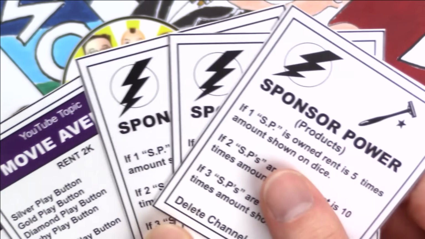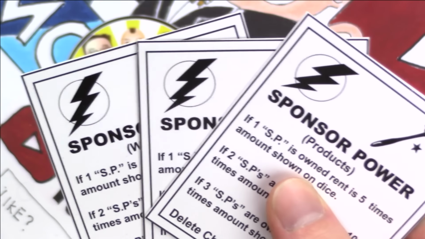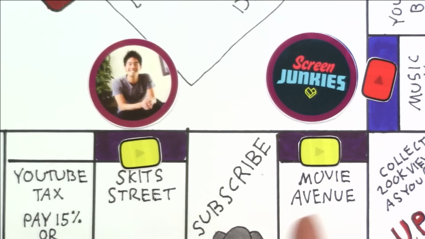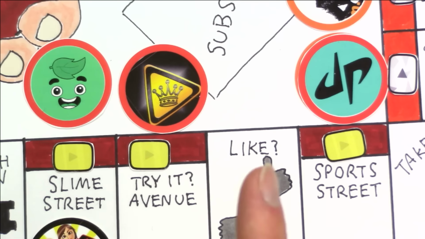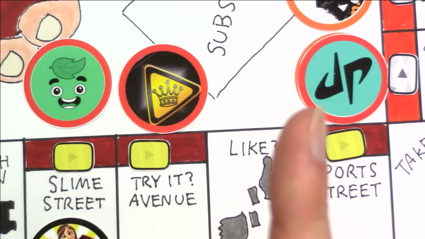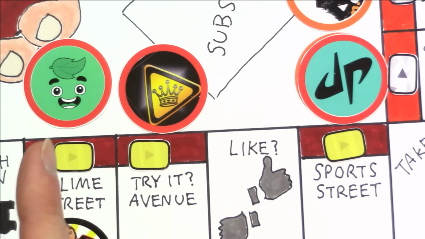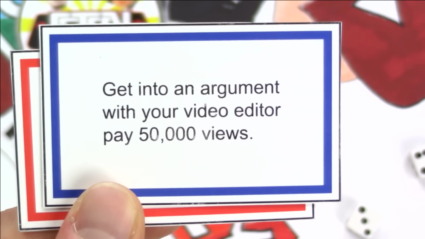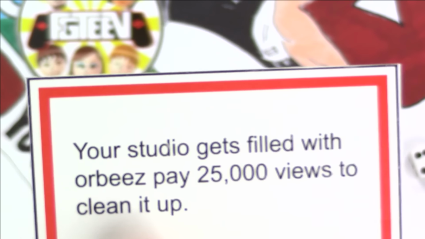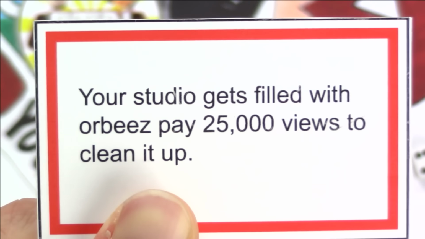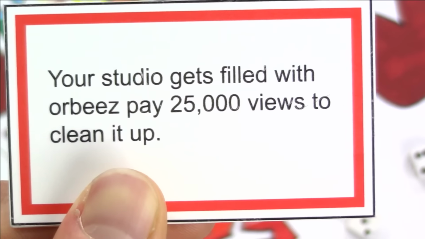FGTeeV ended up with all 3 sponsor power cards. They were able to get 2 gold play buttons, and they switched it up to Ryan Higa and Screen Junkies. And 3 more gold play buttons. They kept Dude Perfect, but they switched to King of Random and Guava Juice. Get into an argument with your video editor, pay 50,000 views, and your YouTube studio gets filled with Orbeez, pay 25,000 views to clean it up.